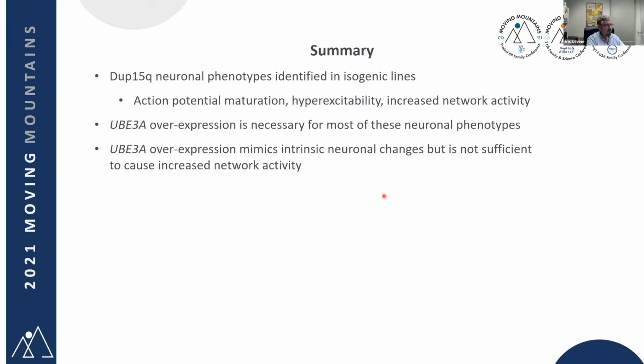So I'm going to give a summary now. We showed that Dup15q neuronal phenotypes could be identified in the isogenic lines. This included the action potential maturation, hyperexcitability, and the increase in network activity. We showed that UBE3A overexpression is necessary for the development of most of these phenotypes, and that UBE3A overexpression mimics some of these phenotypes, but is not sufficient to cause the increase in network activity.